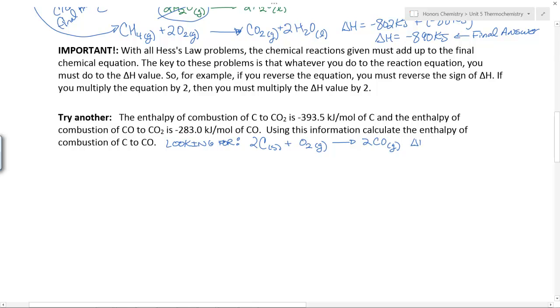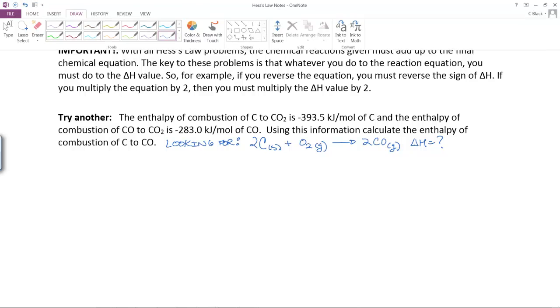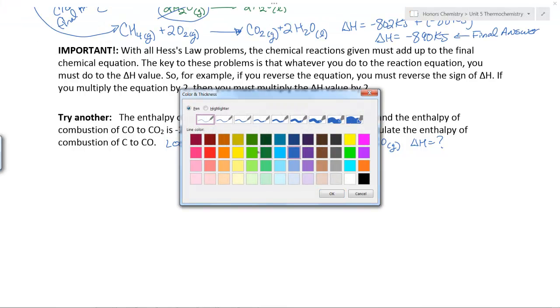What is the delta H? So that's what I'm looking for. So the next thing you're going to do is write down the equations that they gave you. And I'm going to use a different color. So let's go with green.